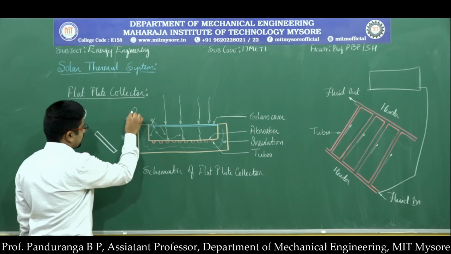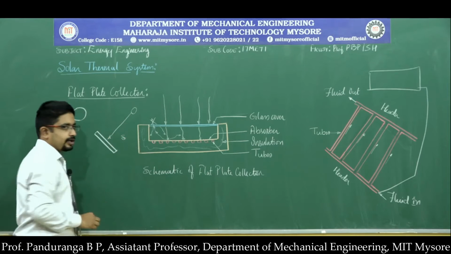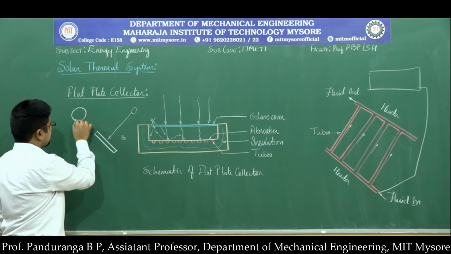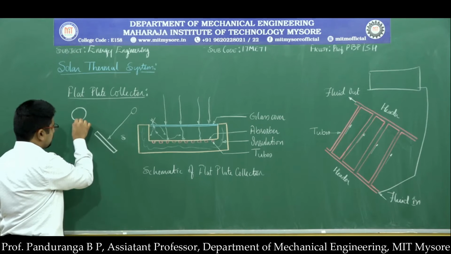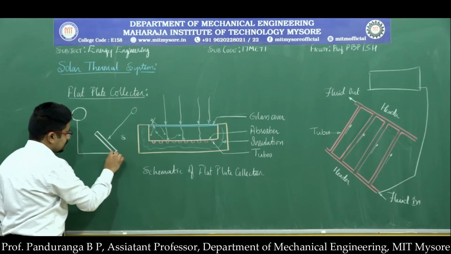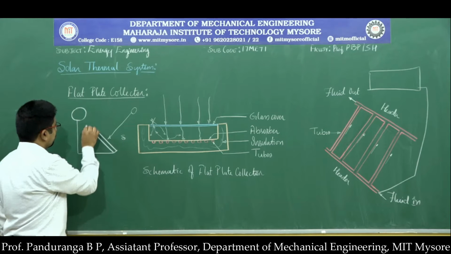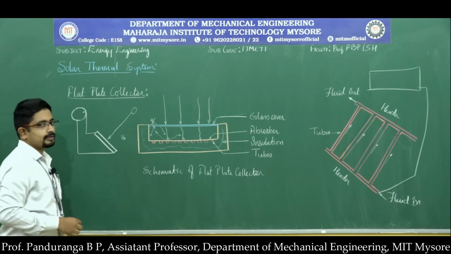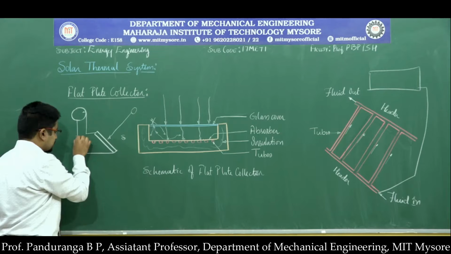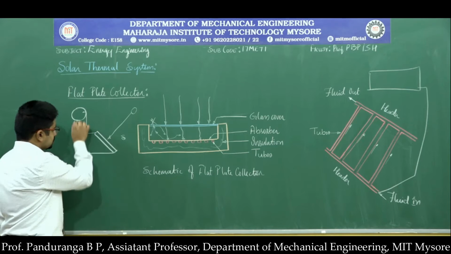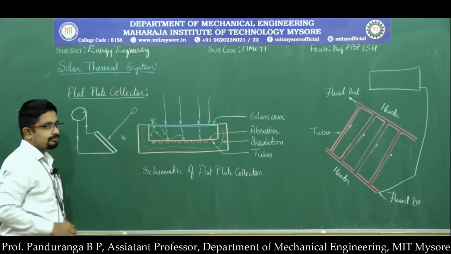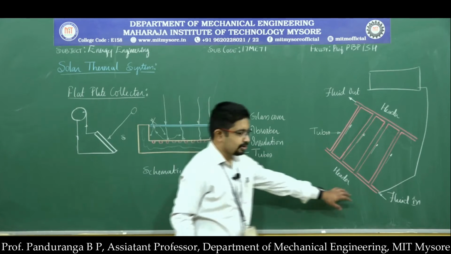Somewhere here the sun rays will be falling on this, and from the tank there will be two tubes. One is going out of the tank and the other is where the water comes into the tank. So this is the direction of flow. The water from the tank will enter the bottom header. So these are the bottom headers.